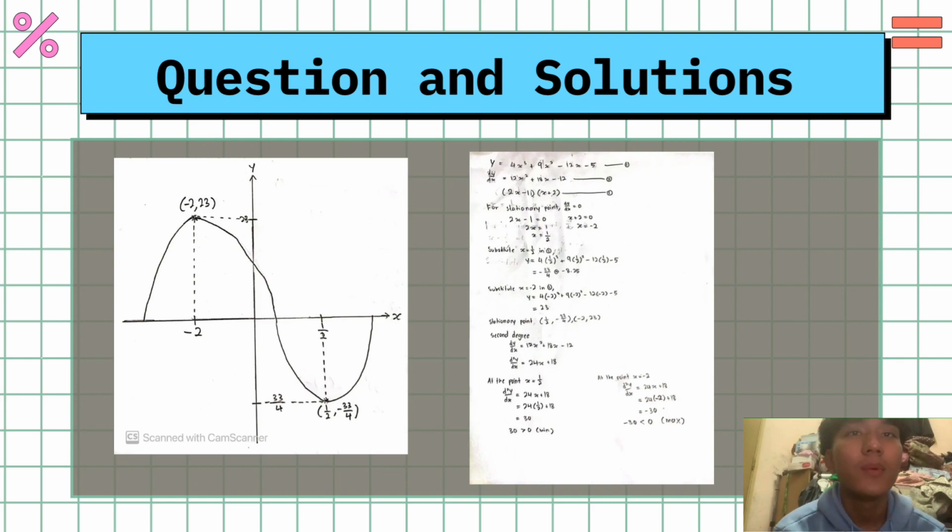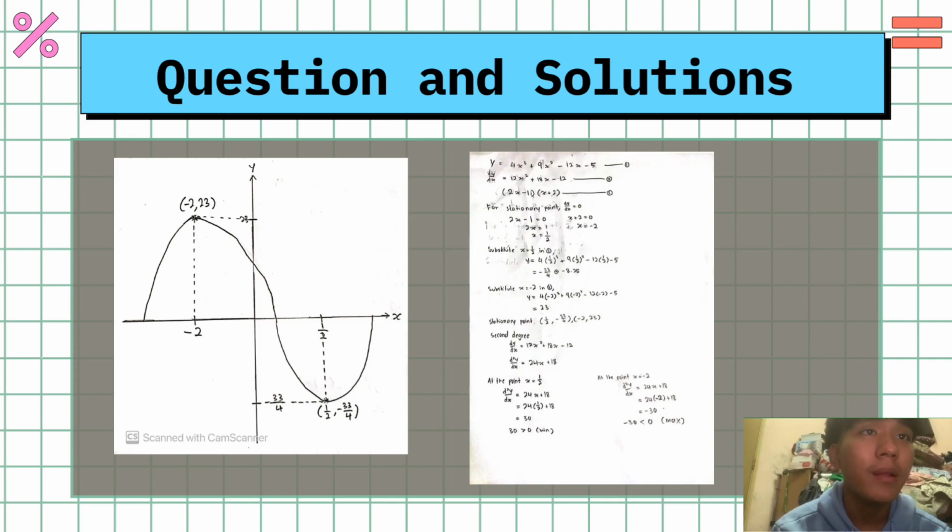For the last step, for the points, we take x equals 1/2 and x equals negative 2 and substitute into the second differentiation equation. So d^2y/dx^2 equals 24x plus 18. Substitute 1/2 for x, so 24(1/2) plus 18. We get the answer is 30. So 30 is more than 0, so the point is a minimum.